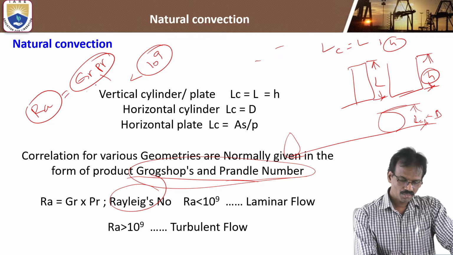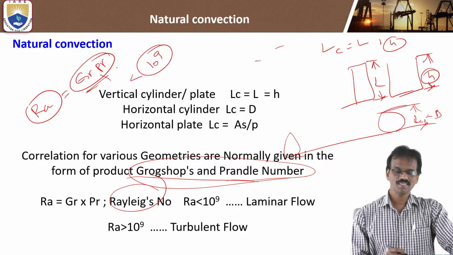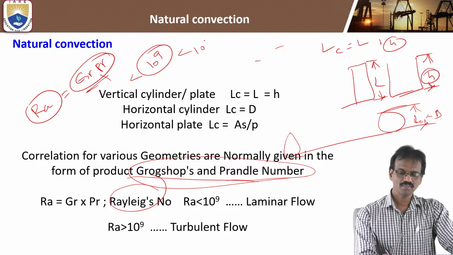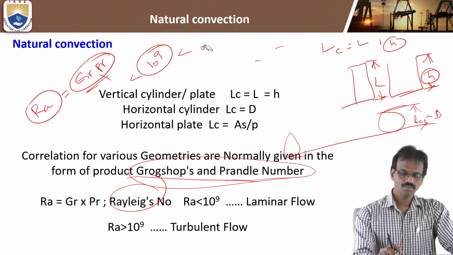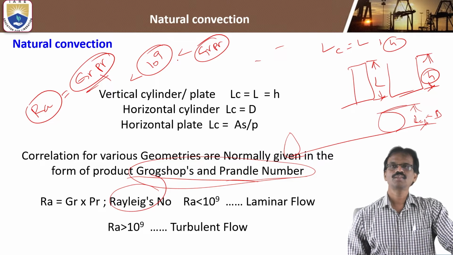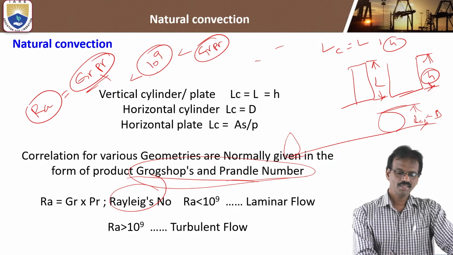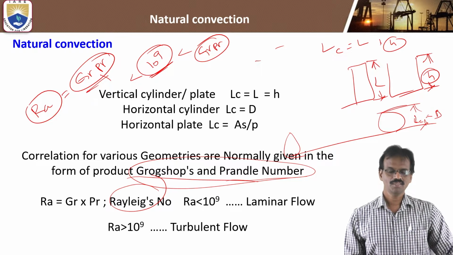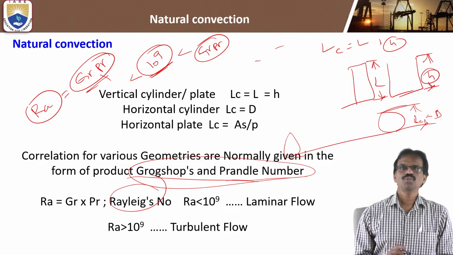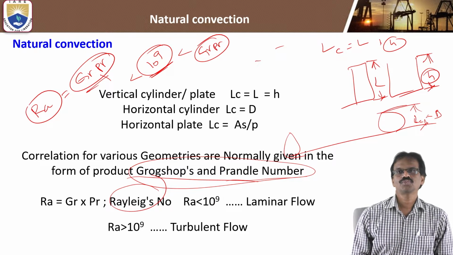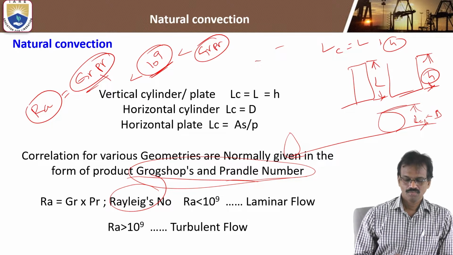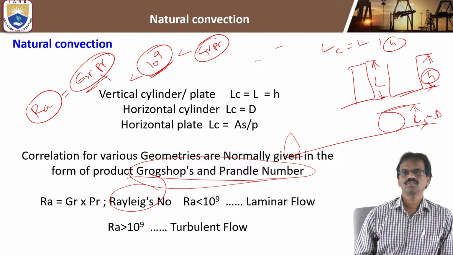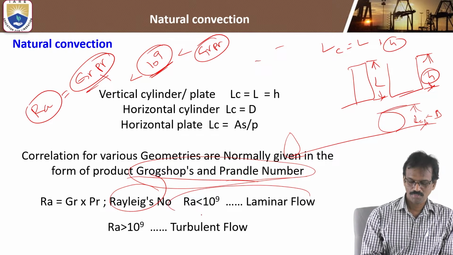If the product of Gr and Pr is greater than 10 to the power of 9, that shows turbulent flow. So the critical Rayleigh number is 10 to the power of 9. Below 10 to the power of 9 shows laminar flow, and above 10 to the power of 9 shows turbulent flow. You have to remember this one.